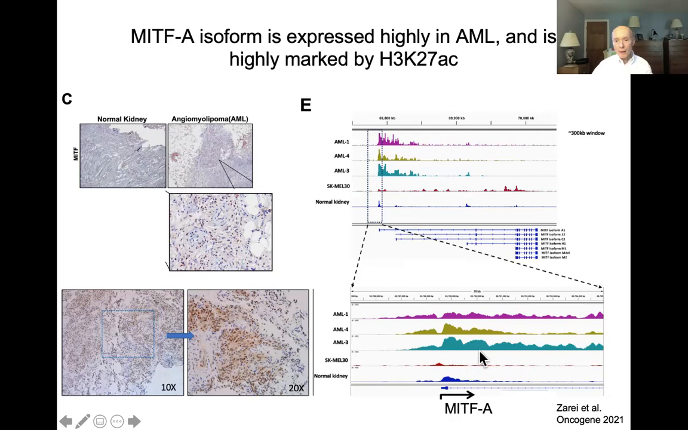Looking at this at higher power, we can again see that for these 3 AMLs, there are relatively high marks in the region of the MITF-A transcription start site, and much weaker in the melanoma cell line and a normal kidney. And again, there's this valley here between certain marks, consistent with the possibility that transcription factors would bind there.